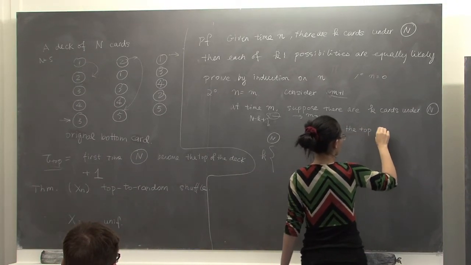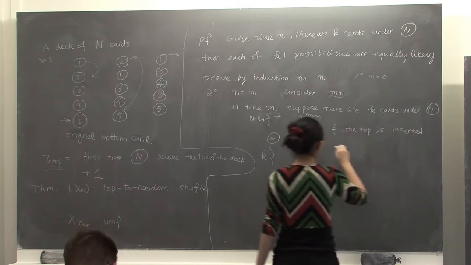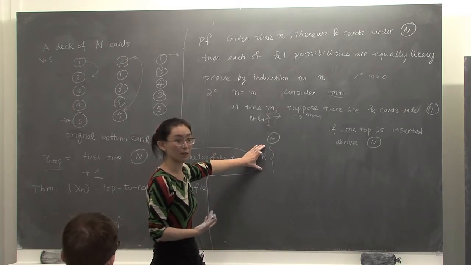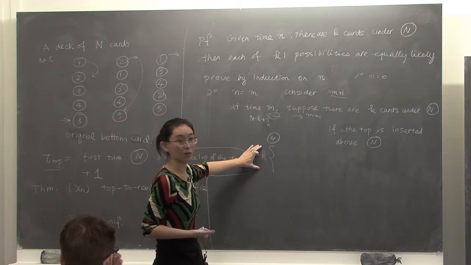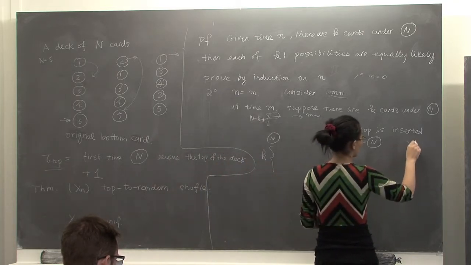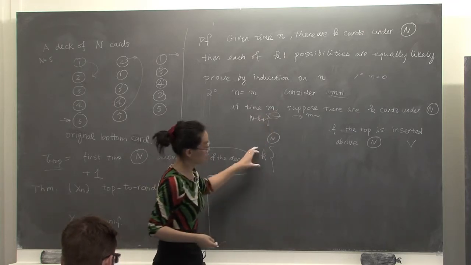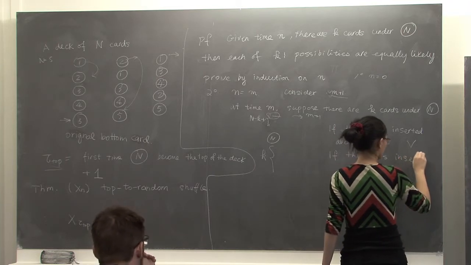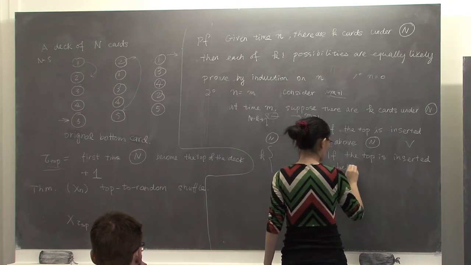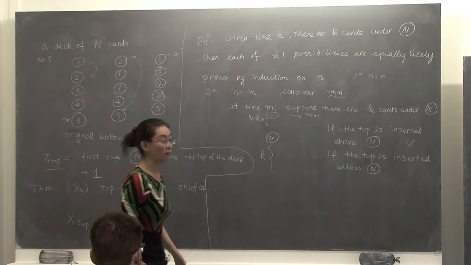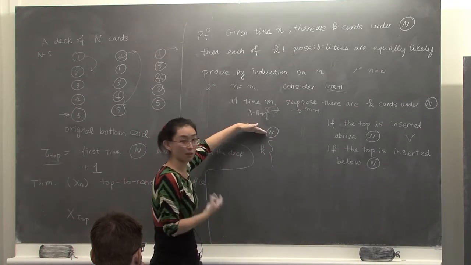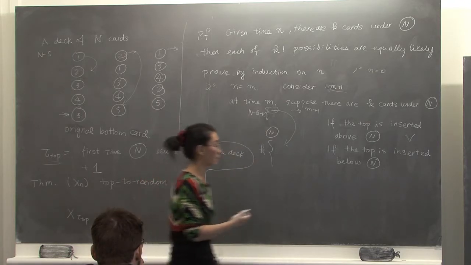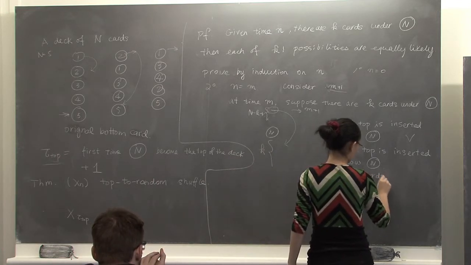If the top card is inserted above the original bottom card, then nothing happens to the cards below the original bottom card, and of course these k cards are still uniformly distributed by the induction hypothesis. So well done. And if the top card is inserted below the original bottom card, then we know that these k cards are uniform, and this top card is also uniform over all k plus 1 possible positions. So these k plus 1 cards are still uniform.